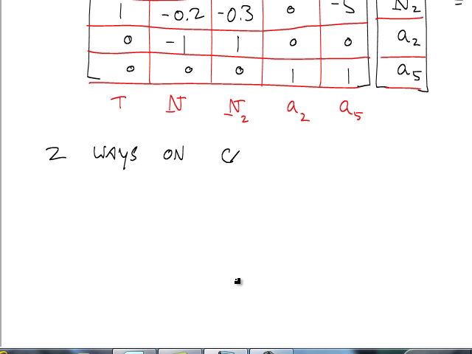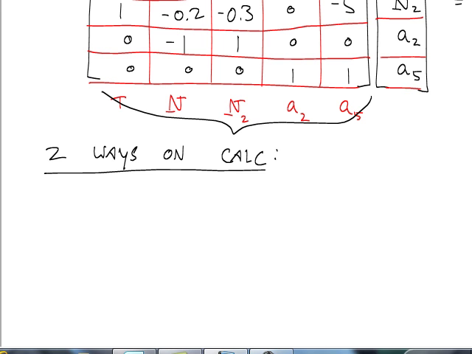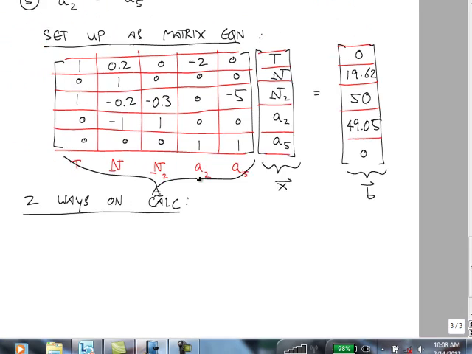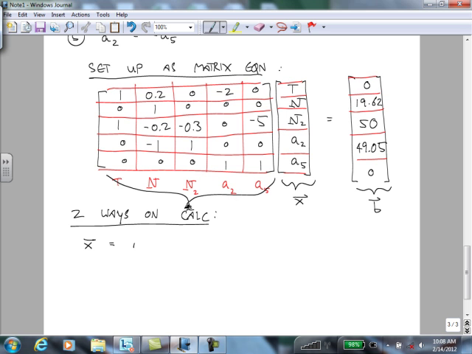So there's two ways to do this on your calculator. If you call this matrix A, call this list of variables X, and call this vector of constants B, you're trying to solve for the vector X. So X is equal to A inverse times B. And so you can do that on your calculator, first of all.